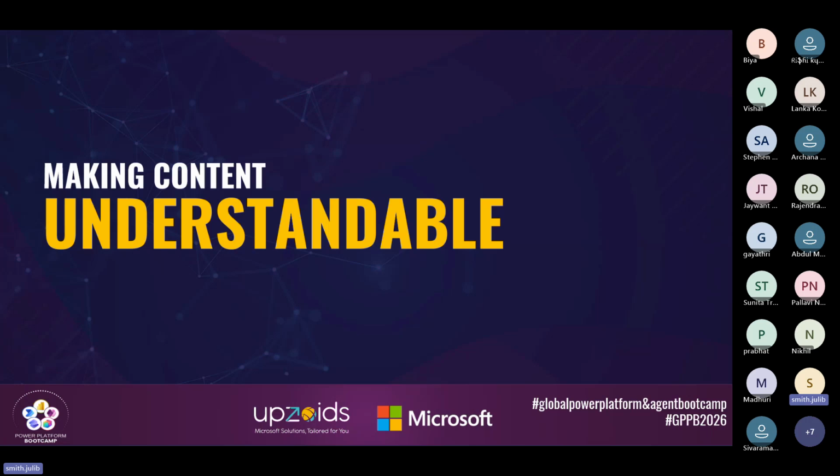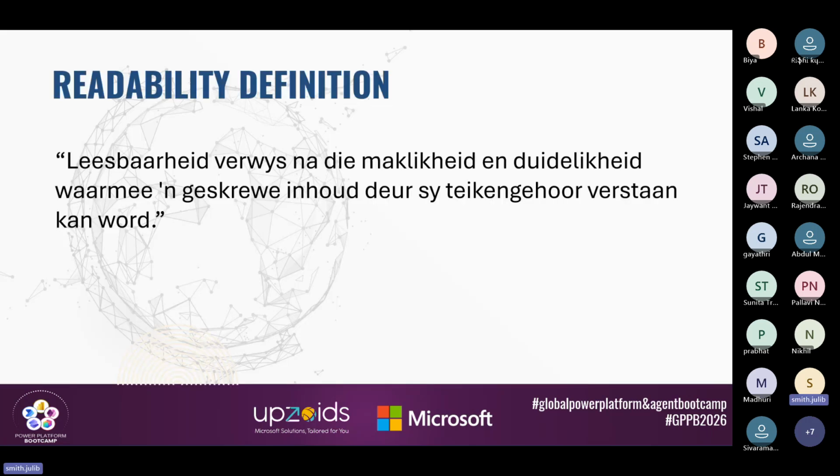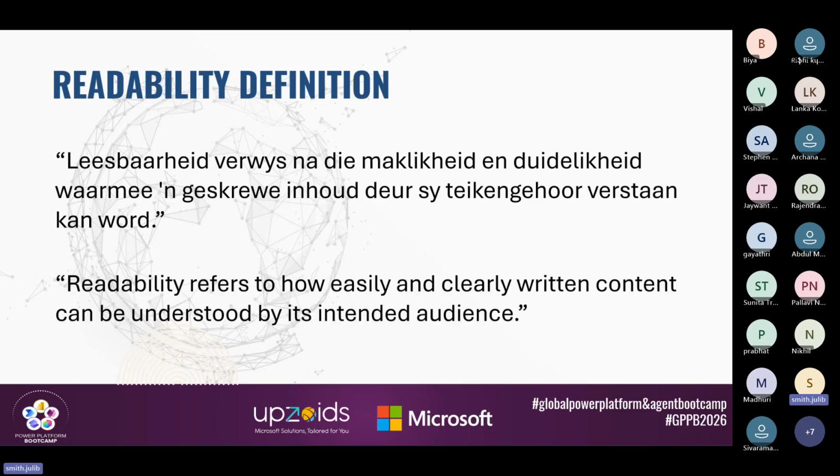And then let's see how we can make content understandable. So let's start with the definition of readability. And you may have noted that you may know this language. So this is Afrikaans. And I did that intentionally because of the real definition. The definition I'm going to put here in English, which is readability refers to how easily and clearly written content can be understood by its intended audience.